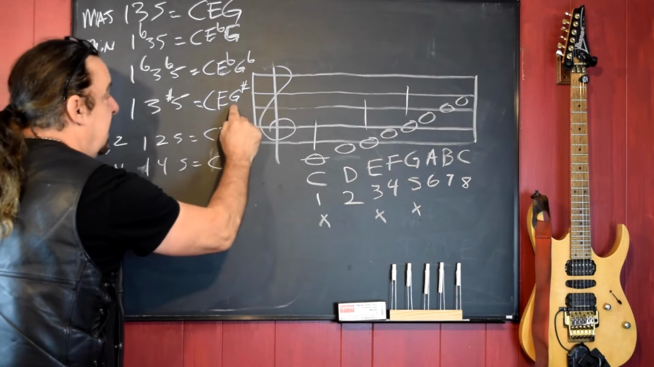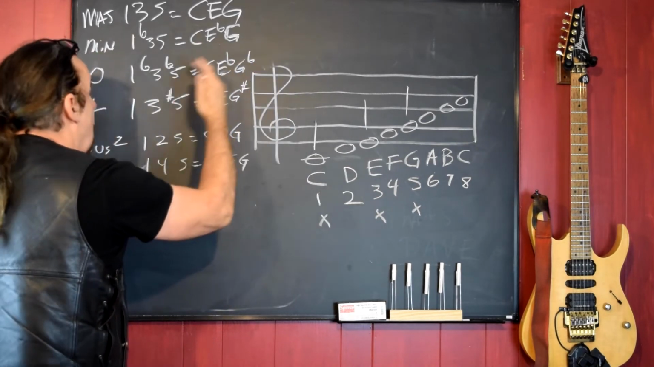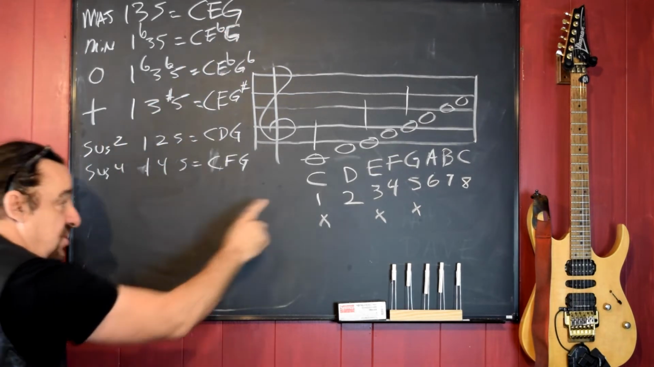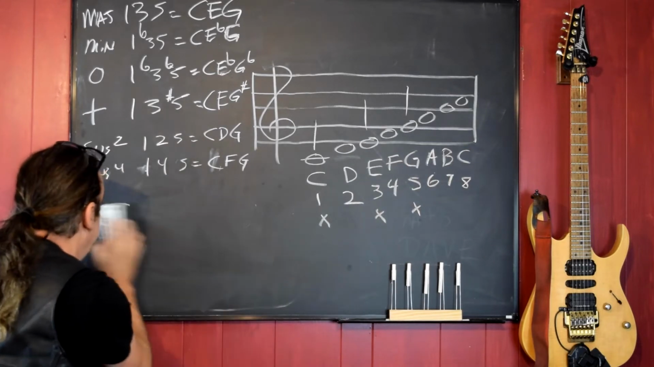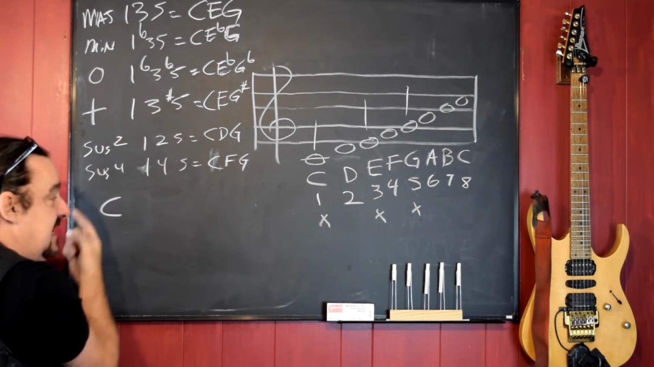Augmented means made larger. That fifth is bigger, right? Diminished means made smaller. This is here, okay? And then major and minor and suspended. So when we look at a chord, just for triads, C, when we write it, we just say C.